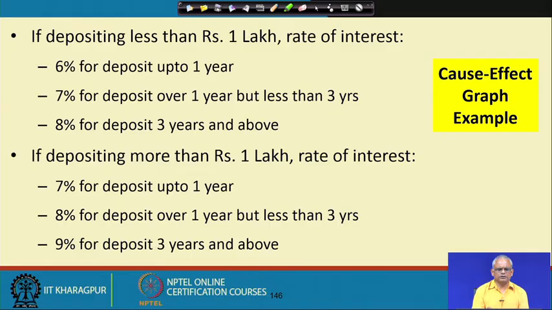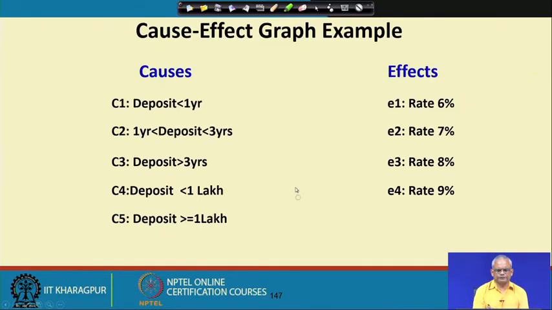So, here the conditions on the input are whether the deposit period is less than 1 year, 1 to 3 years or 3 years and above, and also another condition is whether the amount is less than 1 lakh or more than 1 lakh. So, we represent that here as the causes: deposit period less than 1 year, 1 to 3 years, greater than 3 years, and also whether the deposit amount is less than 1 lakh or greater than or equal to 1 lakh. And we also note down the different effects or the actions, which are whether the rate applicable is 6%, 7%, 8% or 9%.